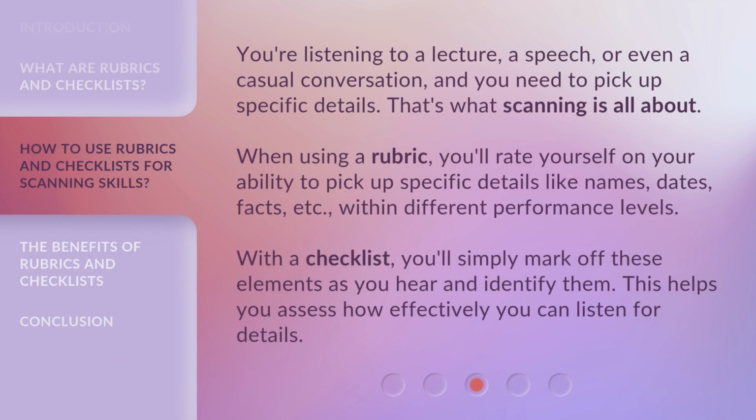You're listening to a lecture, a speech, or even a casual conversation, and you need to pick up specific details. That's what scanning is all about. When using a rubric, you'll rate yourself on your ability to pick up specific details like names, dates, facts, etc., within different performance levels. With a checklist, you'll simply mark off these elements as you hear and identify them. This helps you assess how effectively you can listen for details.